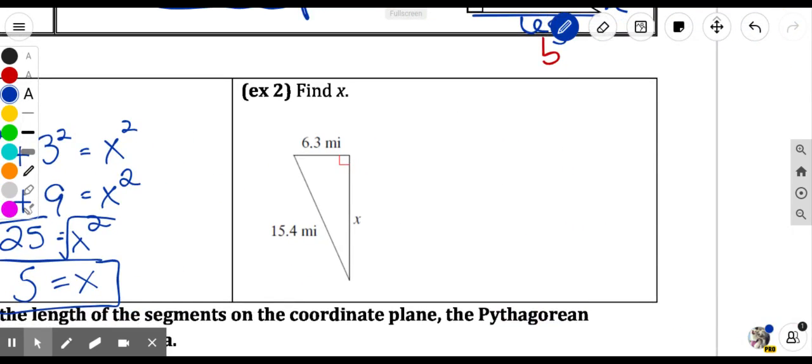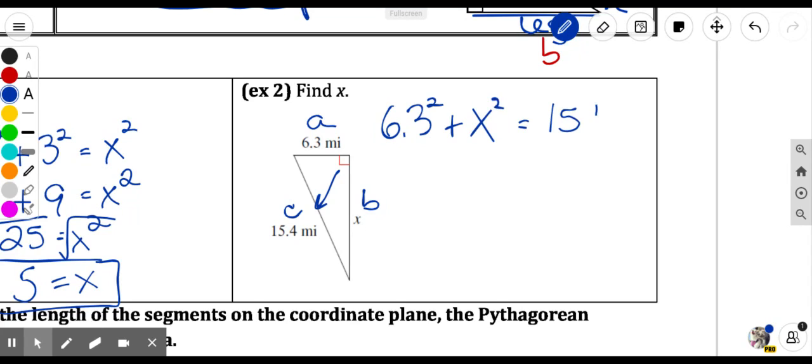The next one, notice that the hypotenuse is here, and we're given the hypotenuse. And so we have to find one of the legs. So we're going to do the same thing, plug everything in. So it's 6.3 squared plus x squared equals 15.4 squared. Okay, and we're going to square those. 6.3 squared happens to be 39.69. And then 15.4 squared is 237.16.